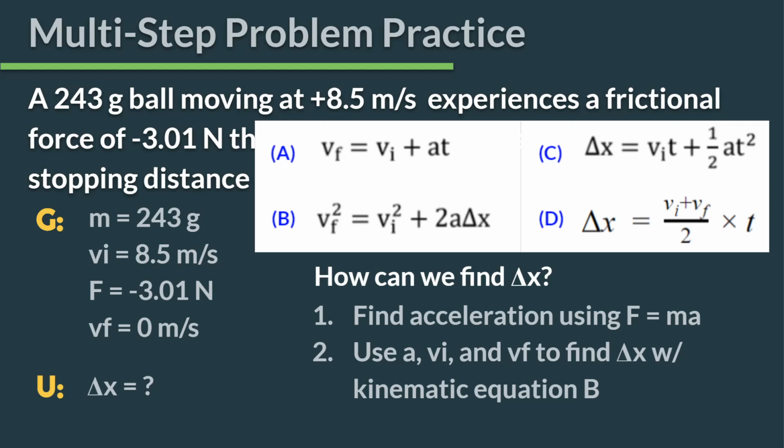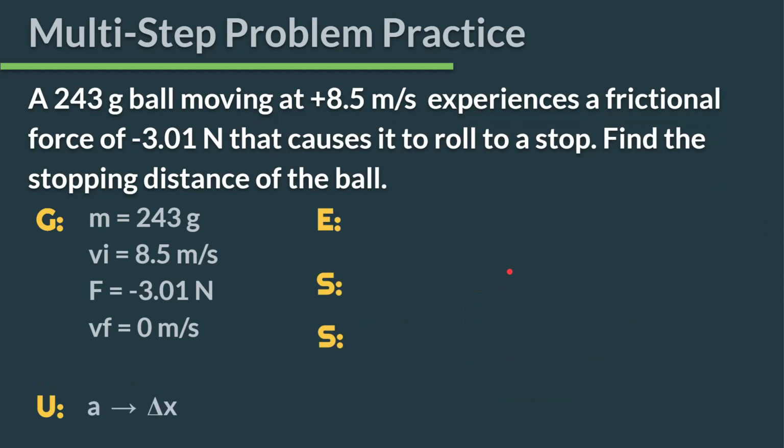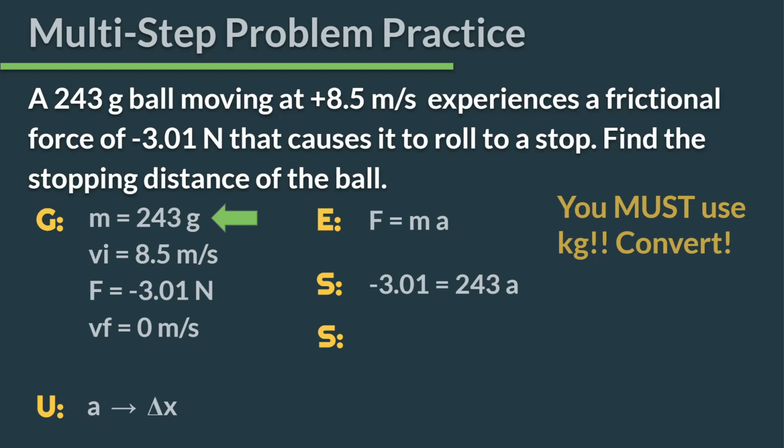Okay, so you need to be able to think like this, and you need to be able to write it out. Okay, so copy this one down. So we're going to use F equals ma first, so let's go ahead and do that. And we're going to find a, and then we're going to find delta x. So I listed both as my unknowns. So my equation that we're going to start with is this one. If I substitute in my numbers, it looks like this. Negative 3.01 equals 243a, but you'll notice I've already added something to my screen because there's a problem.